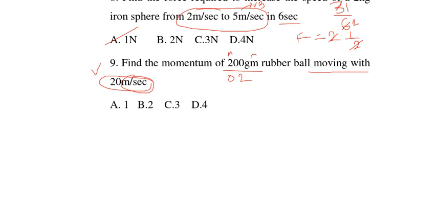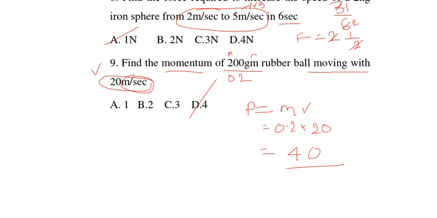Momentum P is equal to mass into velocity. Mass is 0.2 and velocity is 20 meter per second. 0.2 into 20 is how much? 2 into 20 is 40, so the answer is 4 kg meter per second. Option number D is correct. Here 0.4 or 4.0 is the correct answer.